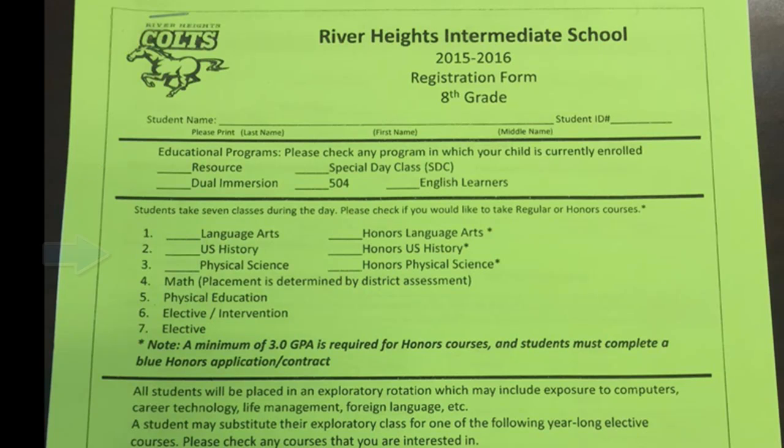And then are you going to take honors or are you going to take regular classes, whether language arts, history, or science? If you're going to take honors classes, you check the ones over on your right that say honors. And don't forget, if you're going to take honors classes, you have to maintain a minimum of 3.0 GPA. That means you have to have at least a B in those classes if you want to stay in honors. And don't forget, you have to fill out the application and the contract, and we'll get there later.